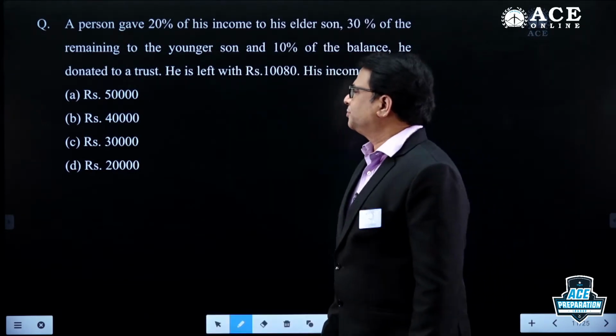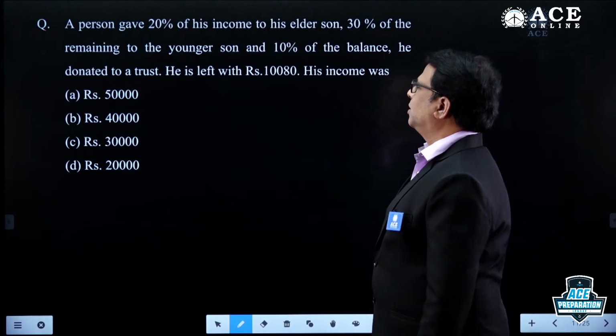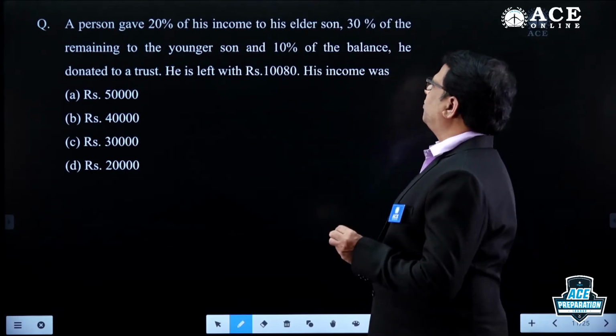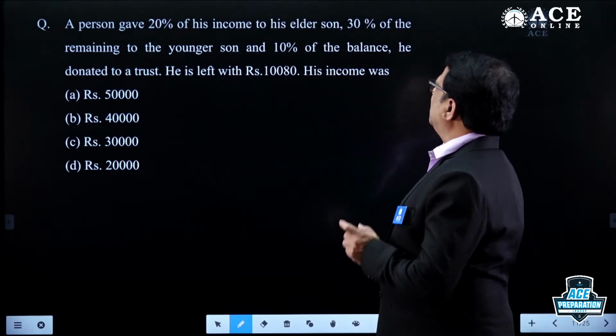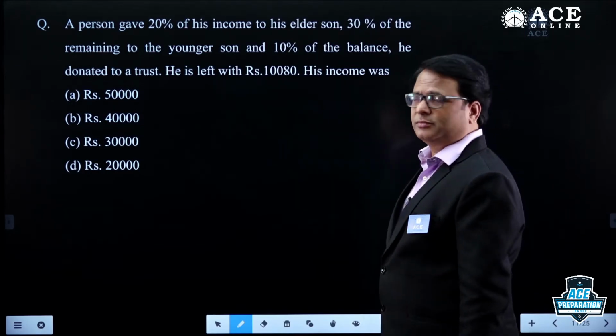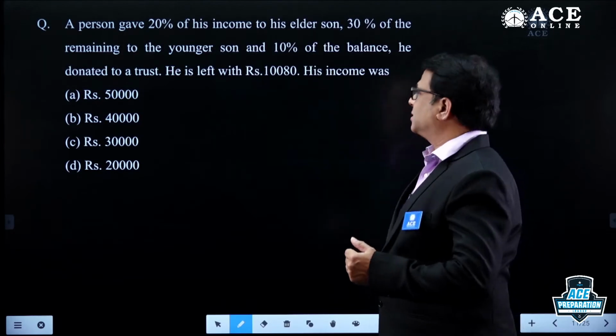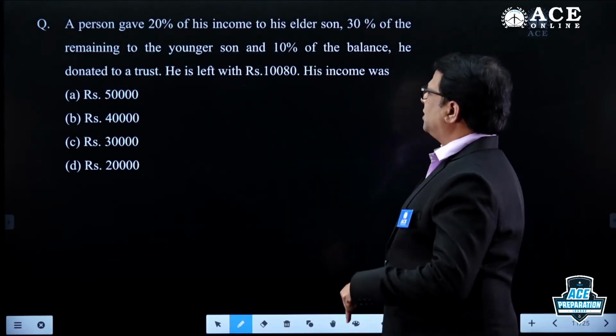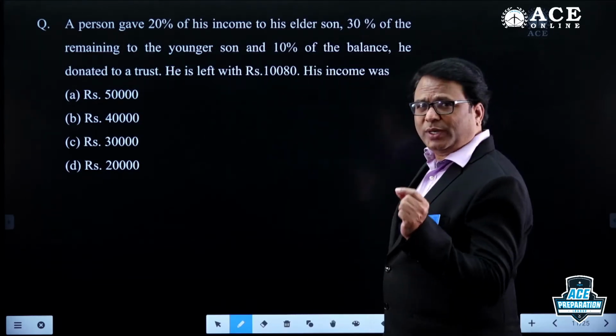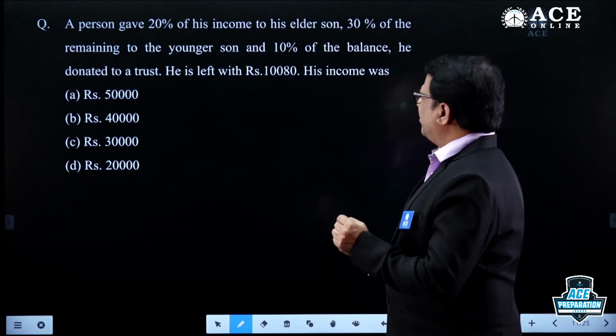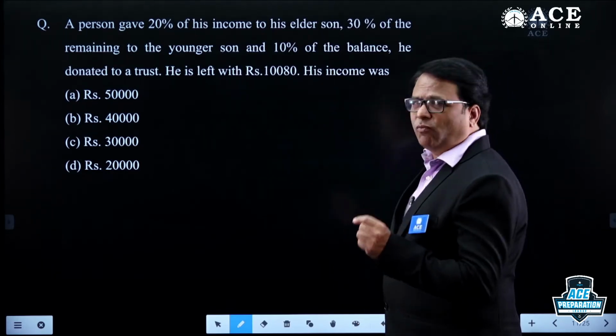Okay, students, this is the next question. A person gave 20% of his income to the elder son, 30% of the remaining to the younger son, and 10% of the balance he donated to a trust. He is left with rupees 10,080. His income was?